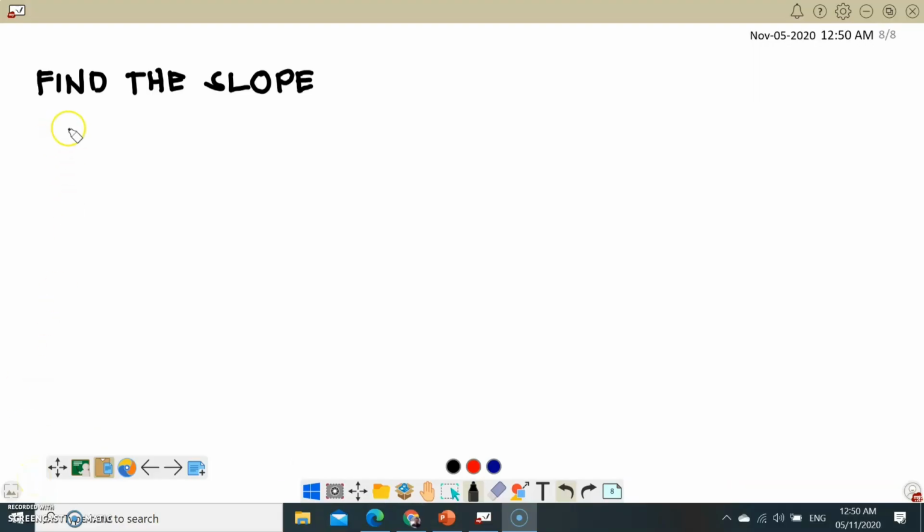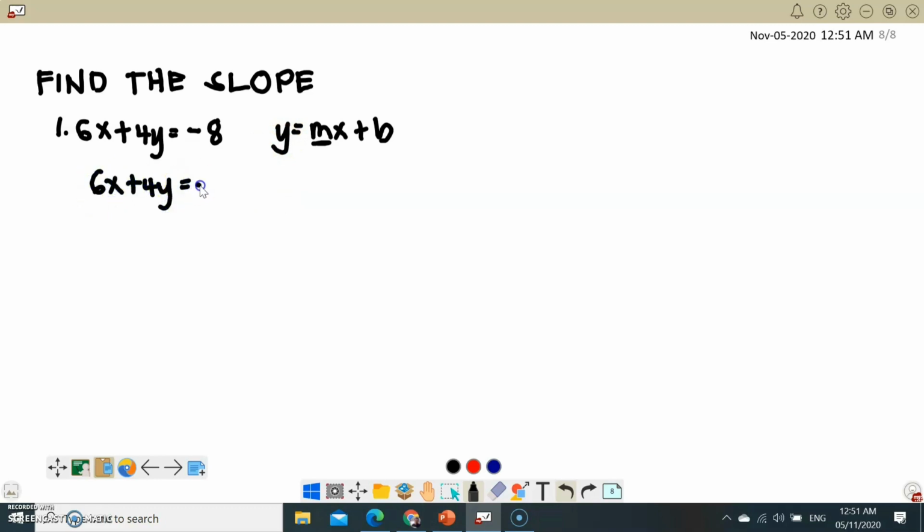Okay, let's have here example number 1. So we have here the equation 6x plus 4y is equal to negative 8. So given the equation, to find the slope, we need to transform first the equation into slope-intercept form, following the form y is equal to mx plus b. So our m here is the slope. Okay, so how are we going to do that? So we have 6x plus 4y is equal to negative 8.